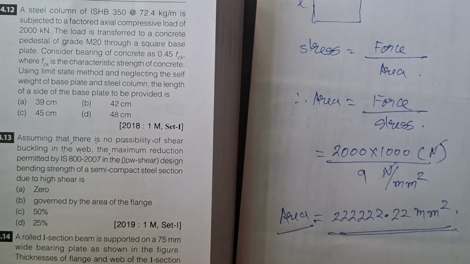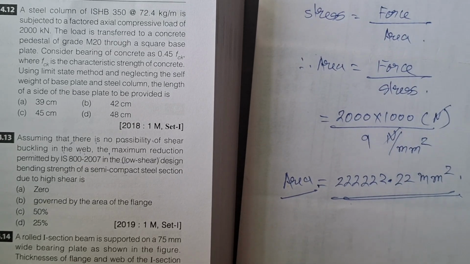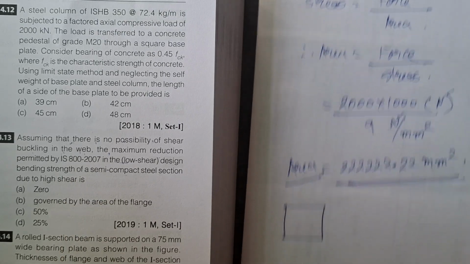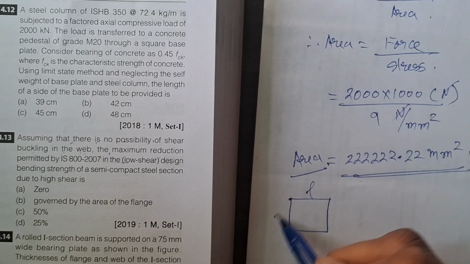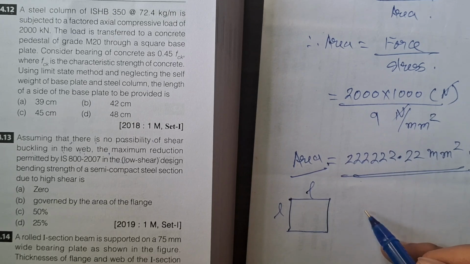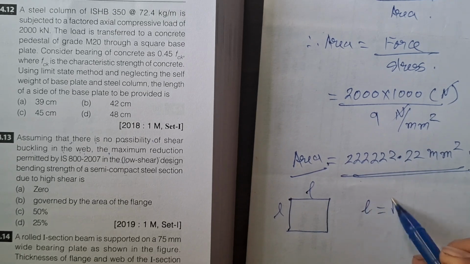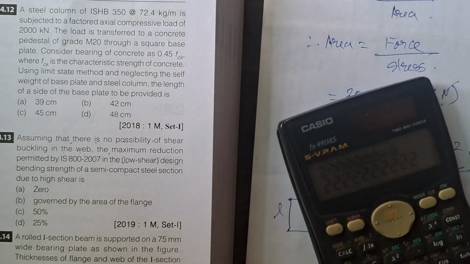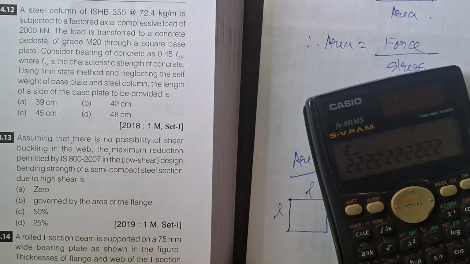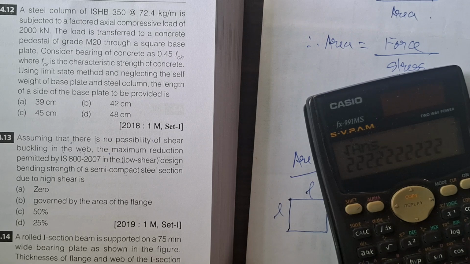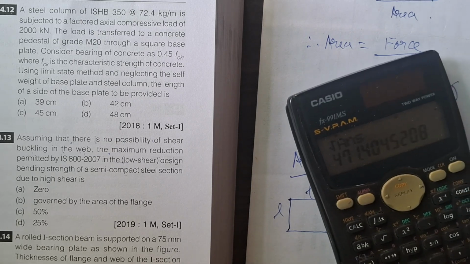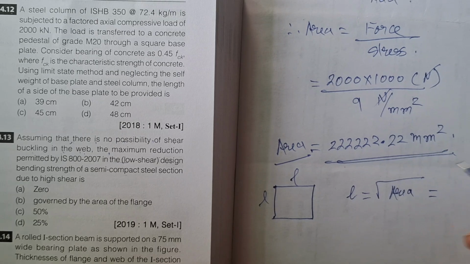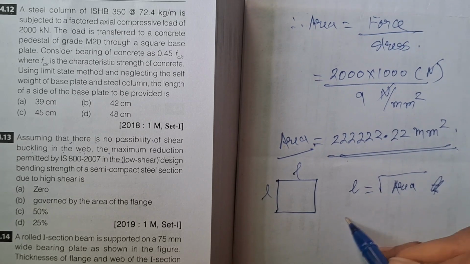Now we have to find out the length, or side, of the base plate. So we know that this is square, so L into L. So what will be the length? Length will be the square root of the area. So we just take the square root of this sum. It is 471.4 mm.